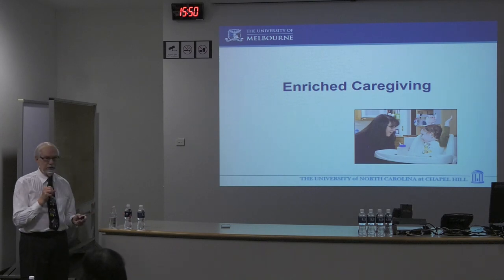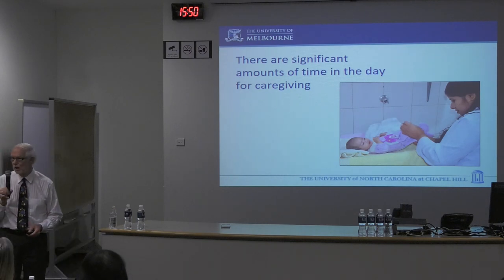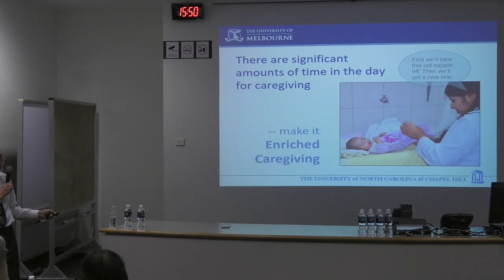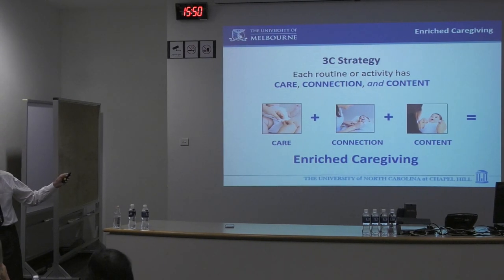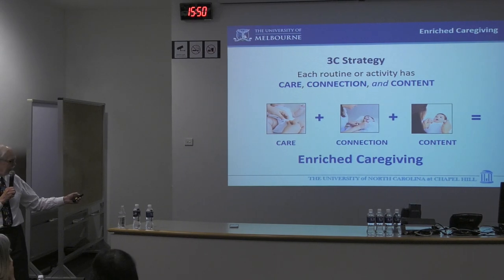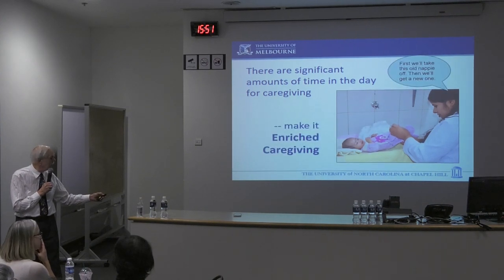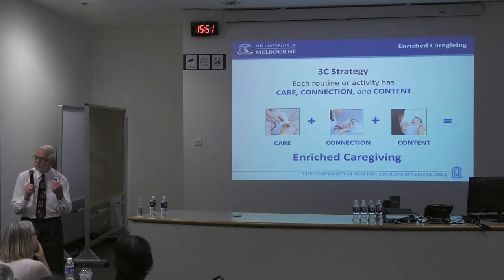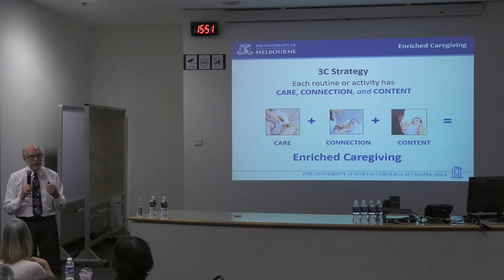So going on now to enriched caregiving, there are significant amounts of time that people are using caregiving, and that's one of the reasons why we really have included that as a really important part of the Abecedarian approach. We want to make that what we call enriched caregiving. By enriched caregiving, we mean that the care gets done, but there is an emotional connection, a really strong sense of closeness, of I'm paying attention to you, I care about you, and so there's a sense of connection during that time.